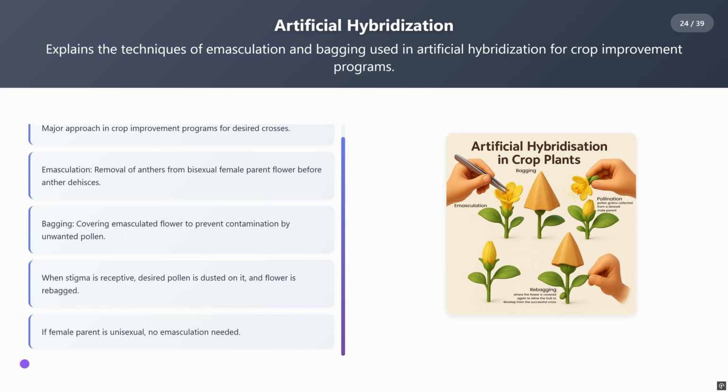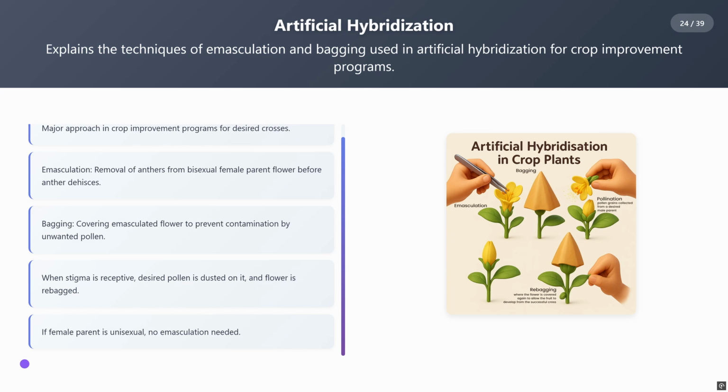It's a cornerstone technique in crop improvement. Plant breeders intentionally cross-pollinate different species, or maybe different varieties within a species, to combine desirable traits like higher yield, disease resistance, better flavor, into one superior offspring plant. It often involves very careful procedures, mainly emasculation and bagging. Emasculation and bagging. What are those?